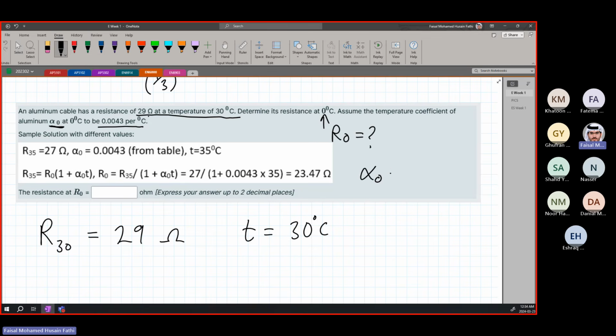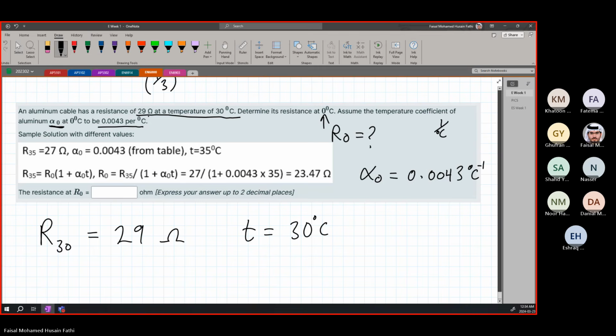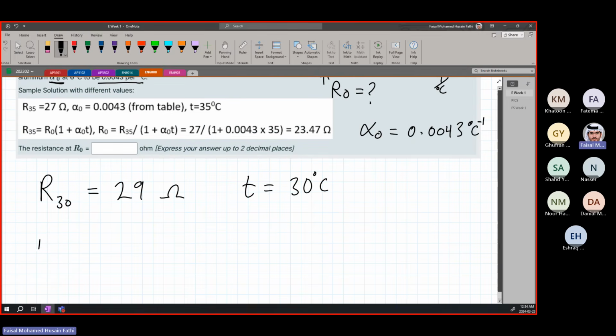So alpha 0 is equal to 0.0043 per centigrade. You can also write it as degree to the minus 1, because per centigrade basically means 1 over Celsius. Now, remember the formula? You have this in the formula sheet: R at any temperature is equal to R0 into 1 plus alpha 0 times the temperature T. Because we said R30, the temperature T is going to be 30.